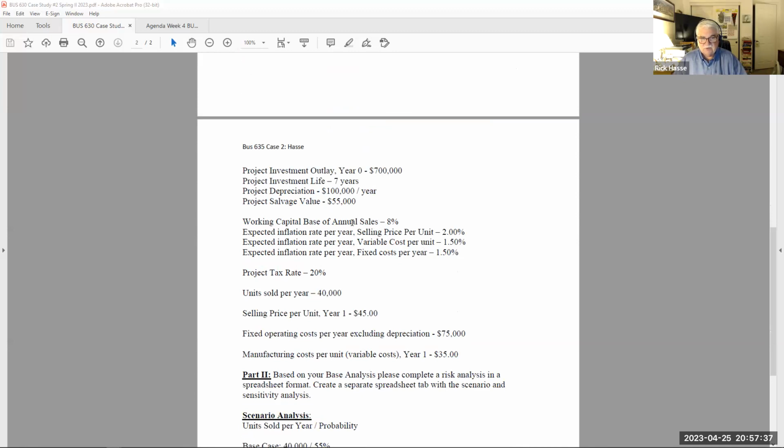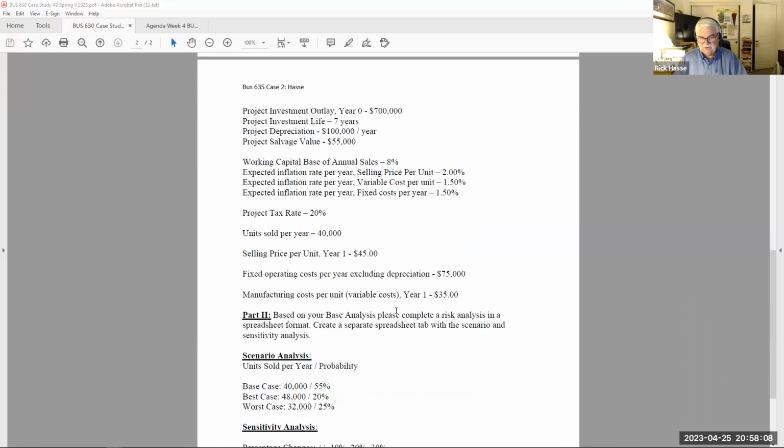with a depreciation of $100,000 a year, a salvage value of $55,000, working capital base of 8%, an inflation rate for the selling price of 2% a year after year 1, an inflation rate for the variable cost of 1.5%, and for fixed cost 1.5% after year 1. The project tax rate is 20%. The units sold per year is 40,000. The selling price per unit is $45. Fixed costs are $75,000, and manufacturing costs per unit or variable costs are $35 per unit.